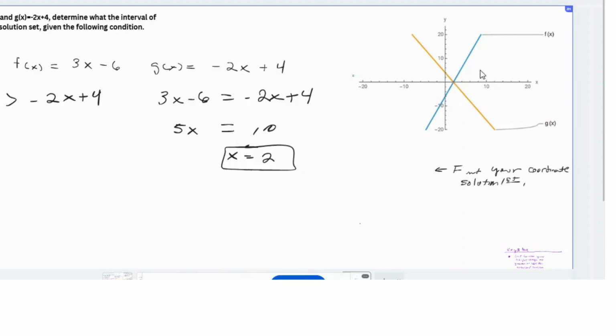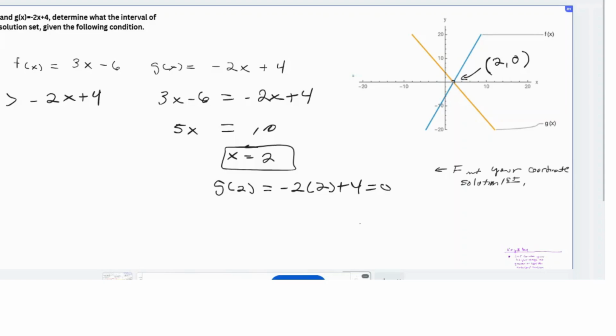You're correct. Because if you put 2 back into that just by looking at it, you can put it in g of x or f of x, and you encourage people to try. That's 6 minus 6 is 0, and 2 times negative 2 is negative 4 plus 4 is 0. I'm going to show that one. G of 2, negative 2 times 2 plus 4 is equal to 0. So you are correct, Padawan. It is 2, 0. Good job.